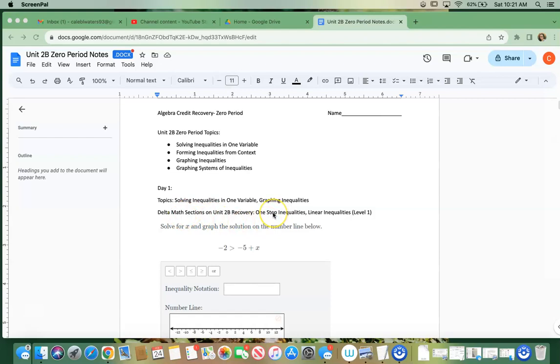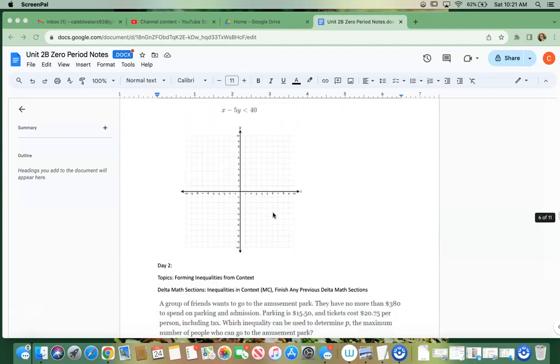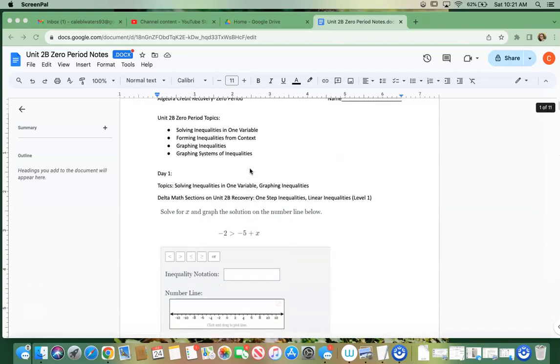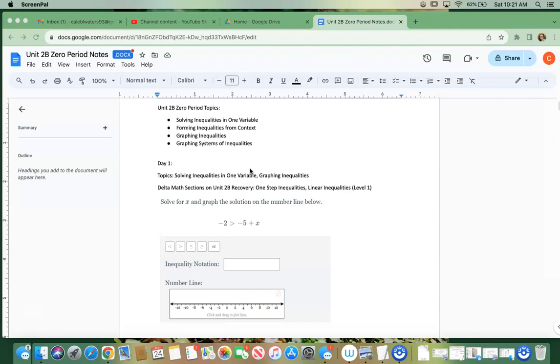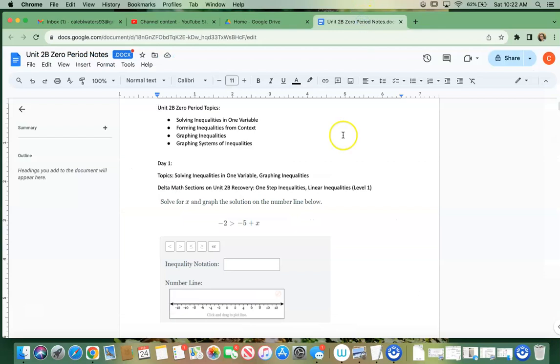So here are the day one ones that we'll do. Here's day two down here. And you kind of get the point, right? Okay, so let's go ahead and get into it. And again, if this is your first time, make sure you do the Delta Math as we go. If you're curious where that is, on the YouTube channel where you found this, there's a video called How to Access Zero Period Delta Math. Follow that one to get yourself linked to the Delta Math.